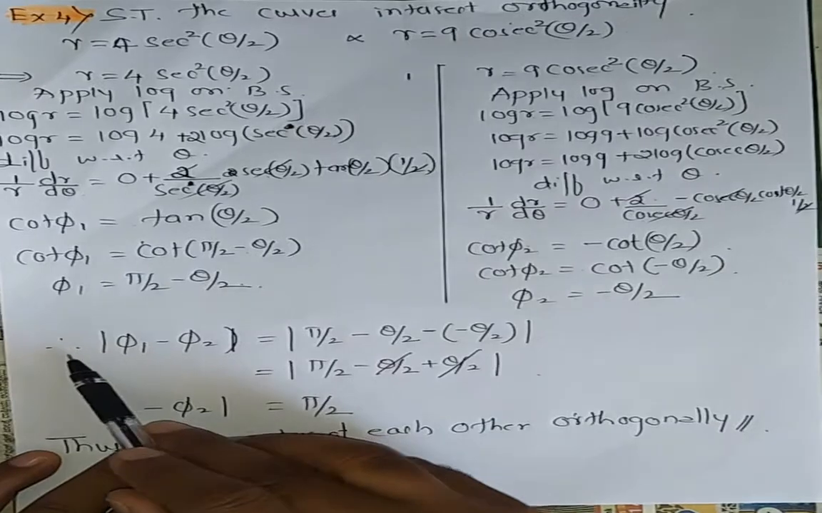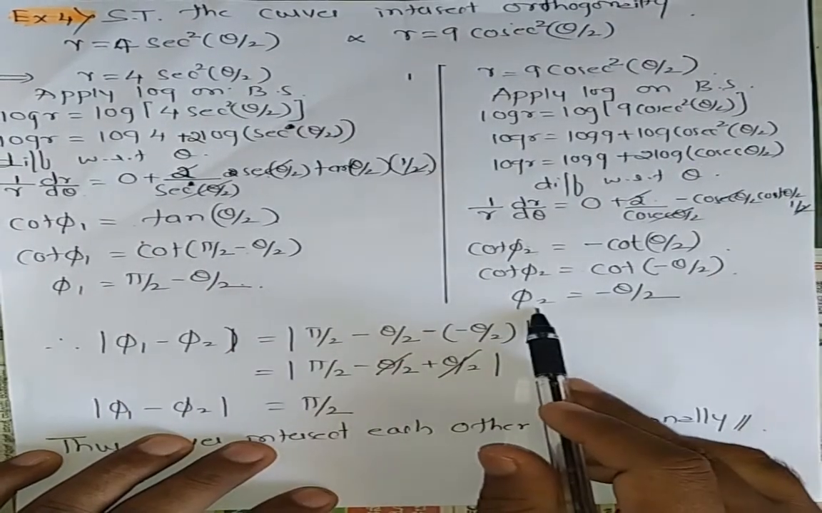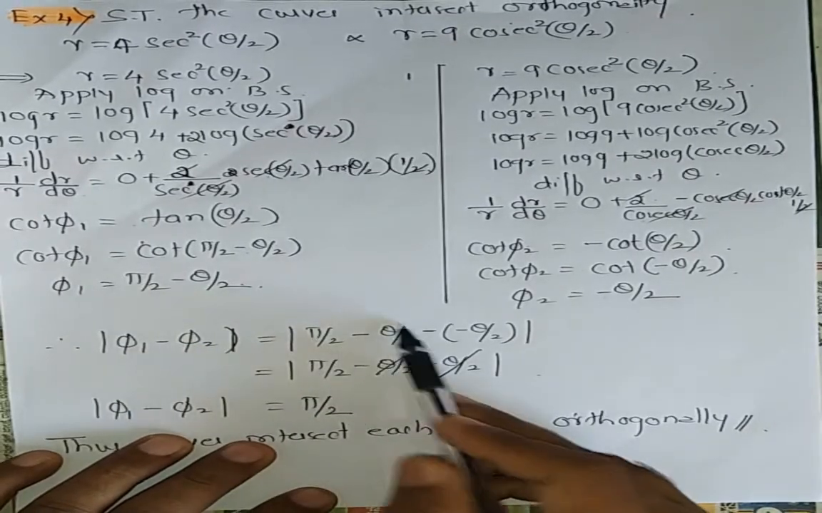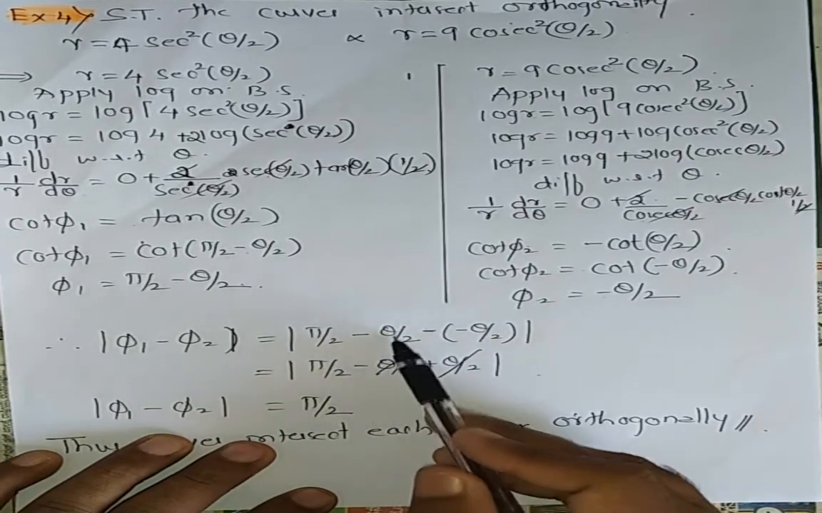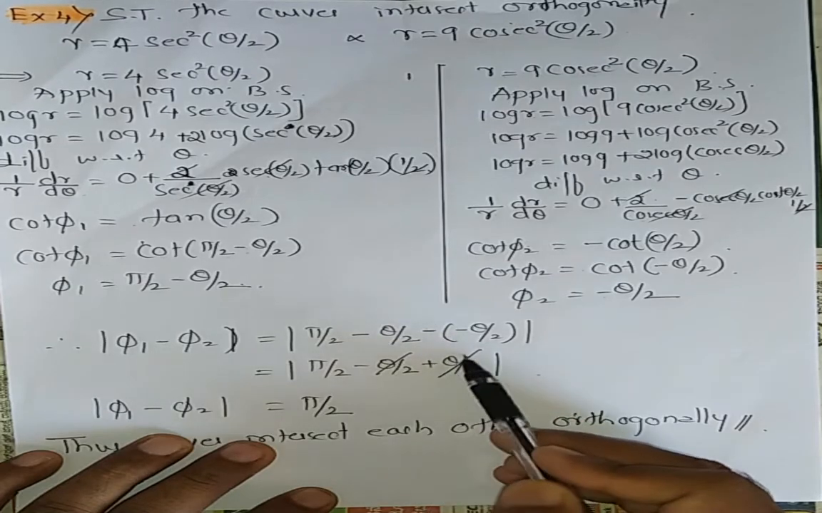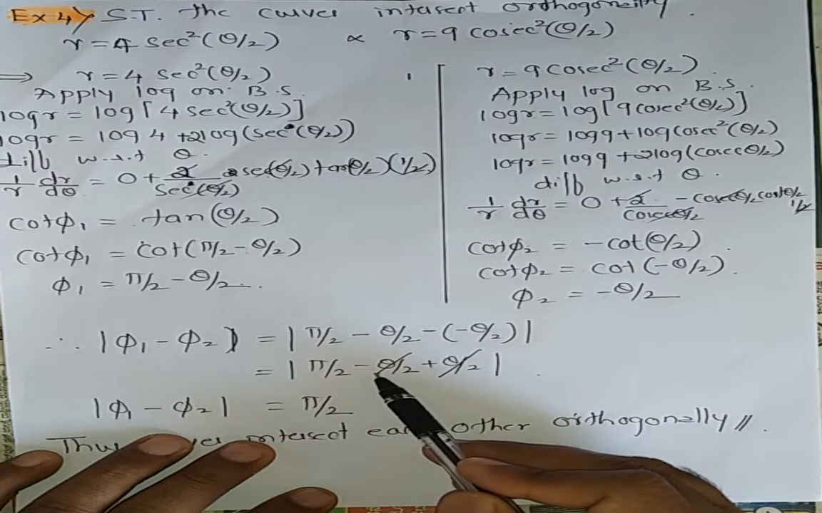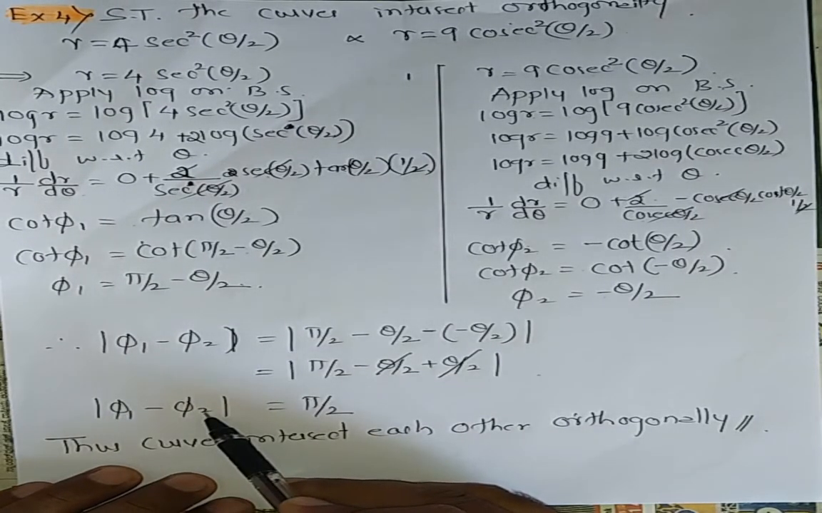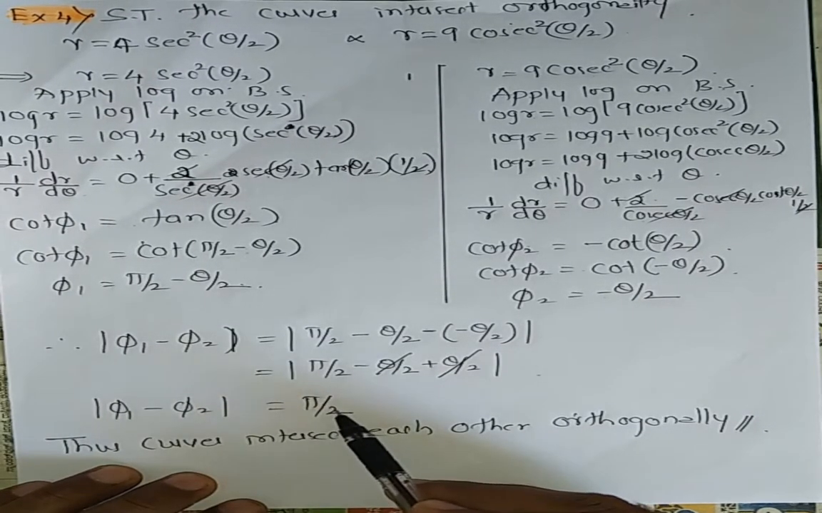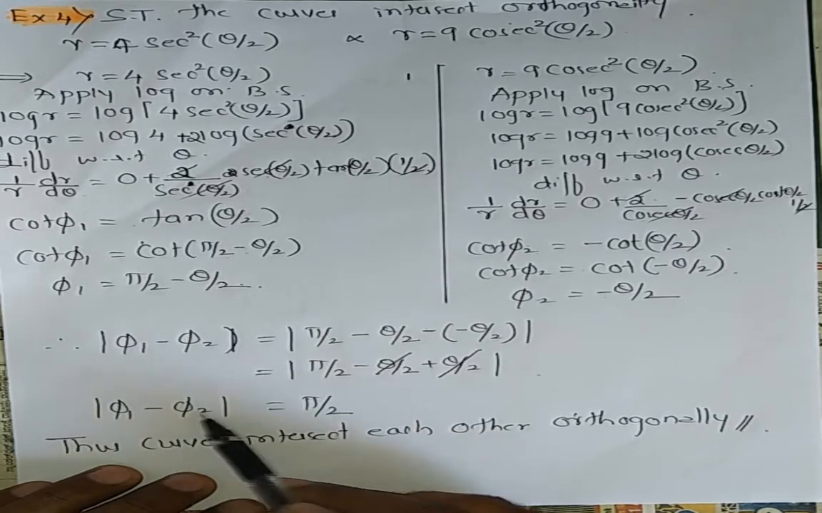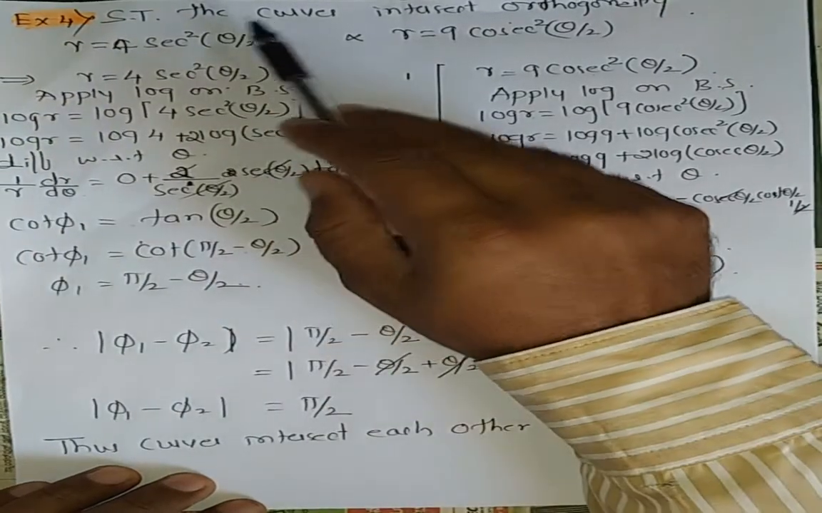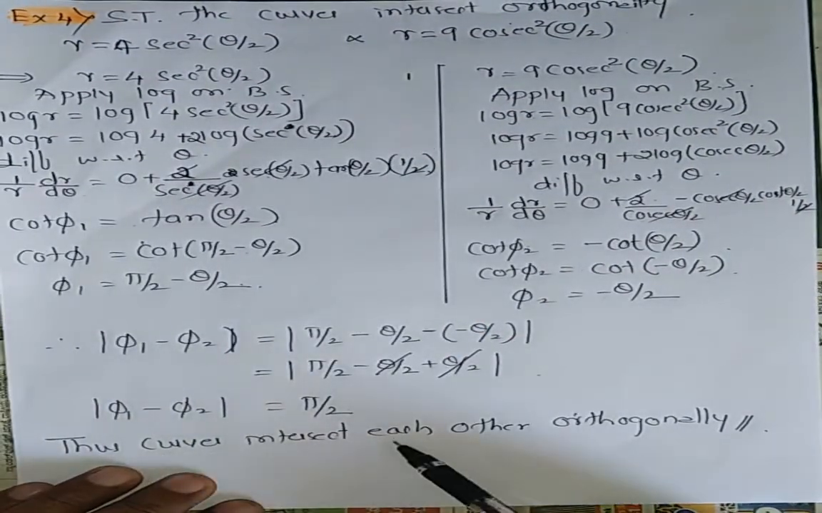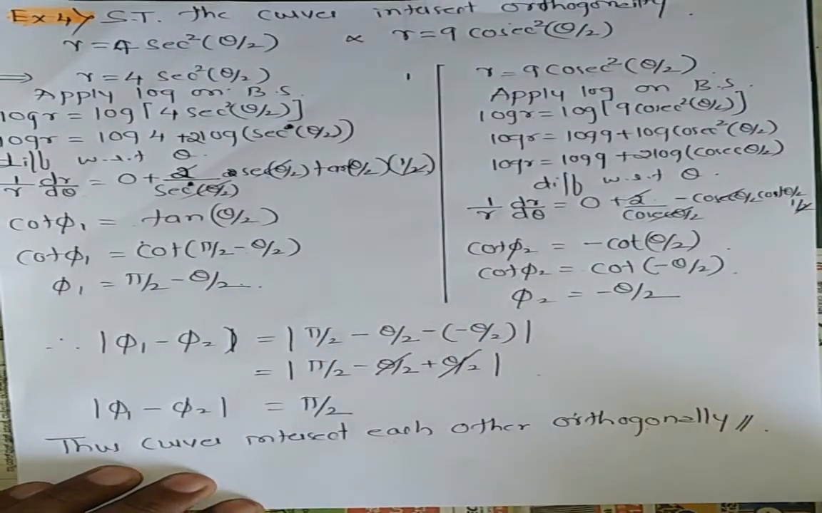So here, we have found phi 1, we have found phi 2. You have to take the difference, phi 1 minus phi 2. Pi by 2 as it is, minus theta by 2, minus into minus gives plus theta by 2. Theta by 2 cancels, pi by 2 remains. So phi 1 minus phi 2 is equal to pi by 2, that is 90 degrees. Then you can say that the two curves intersect orthogonally. Thus the curves intersect each other orthogonally.